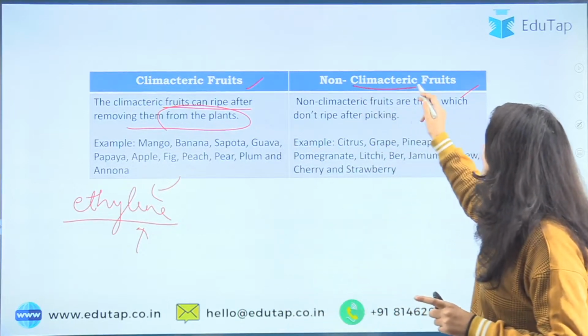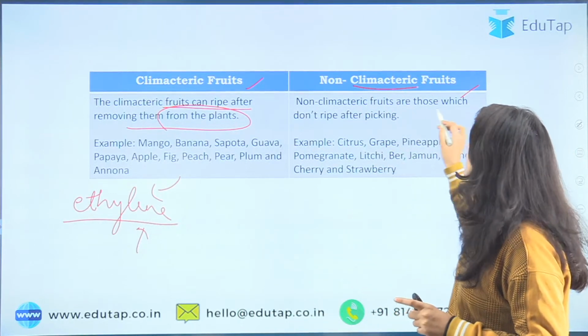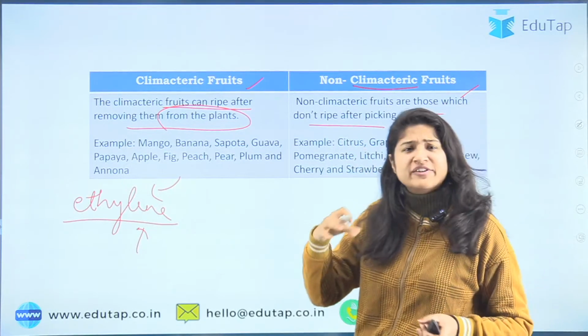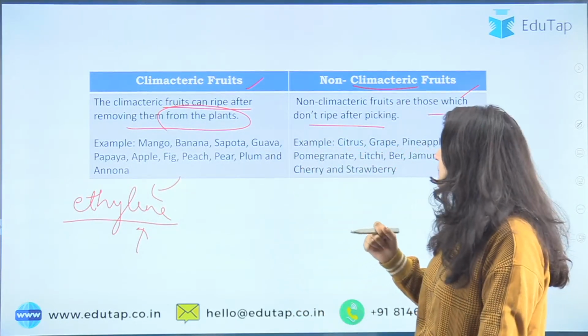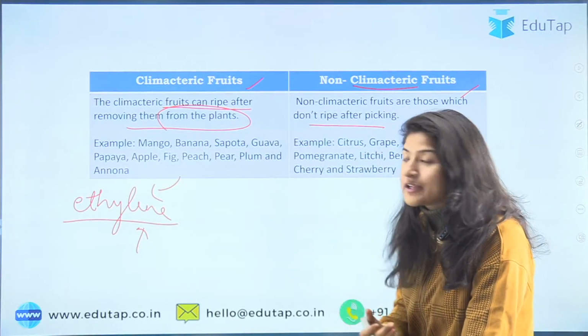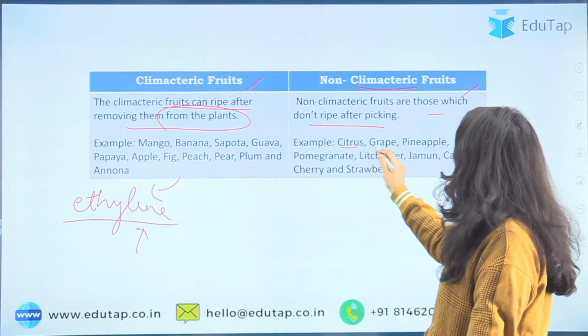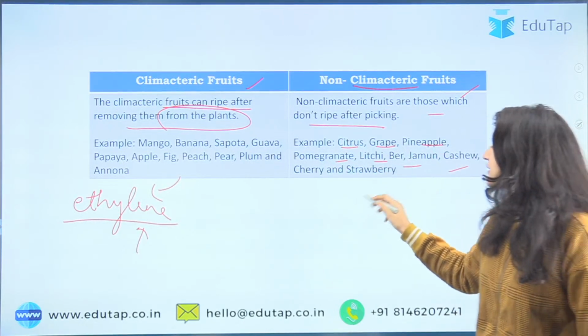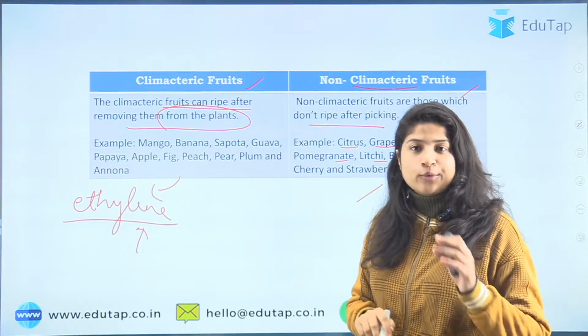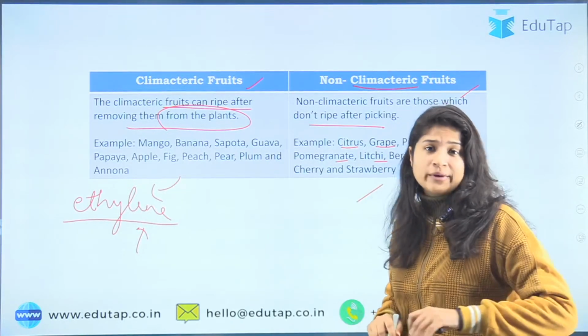whereas the non-climacteric is just the opposite of it. These are which don't ripen. So it means at whichever stage you have removed it from the plant, it wouldn't ripen afterwards. For example, we have citrus, grapes, pineapple, pomegranate, lychee, ber, jamun, cashew, cherry, and strawberry. All right, so I hope you understand the difference. If you do not, you can comment down below.